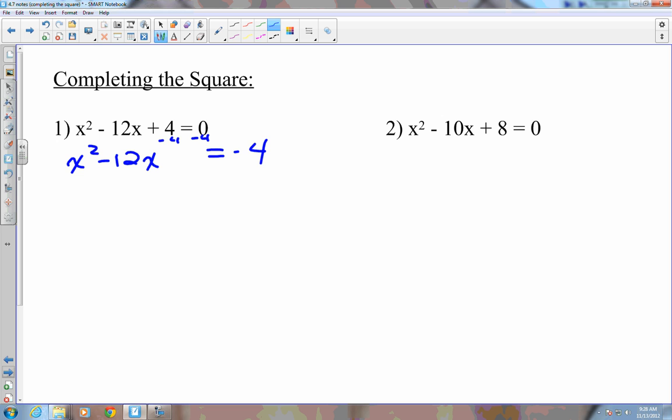Now, I'm going to create a perfect square trinomial. Here's why I wanted you to do the pattern. What's half of 12? 6. What's 6 squared? 36. So we're going to say plus 36. That is a perfect square trinomial. But in an equation, if I add 36 here, I have to add 36 over here.